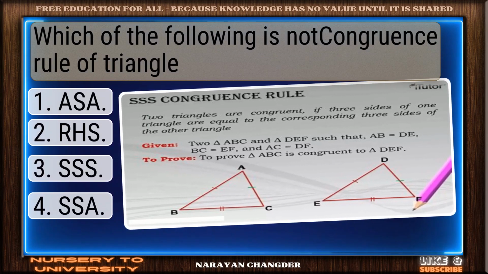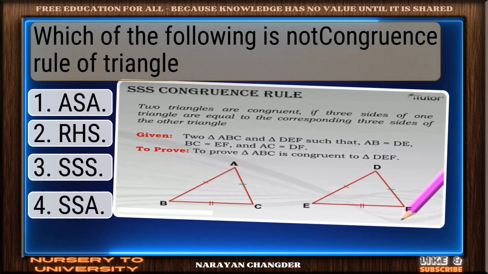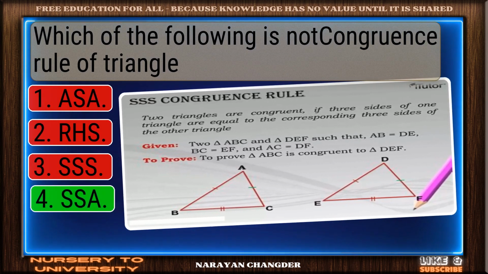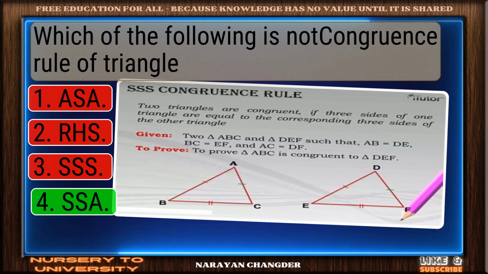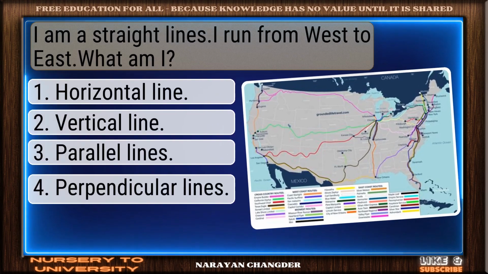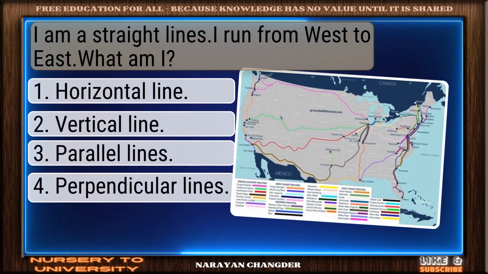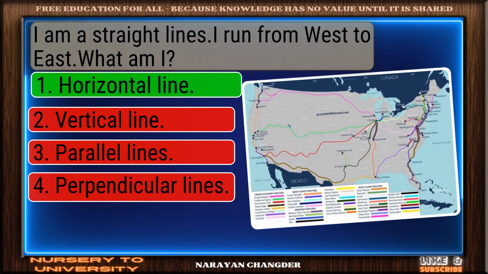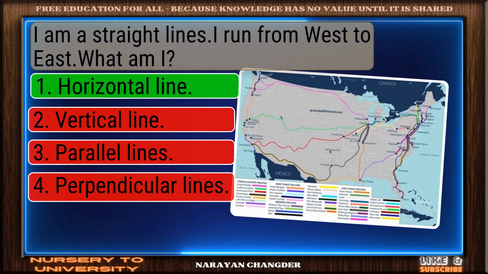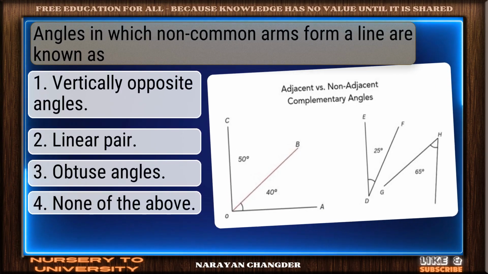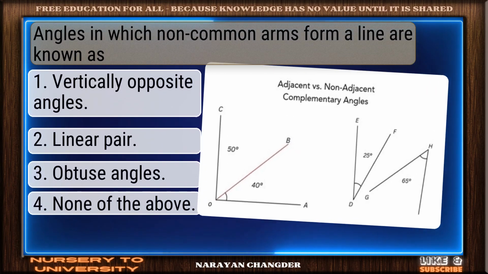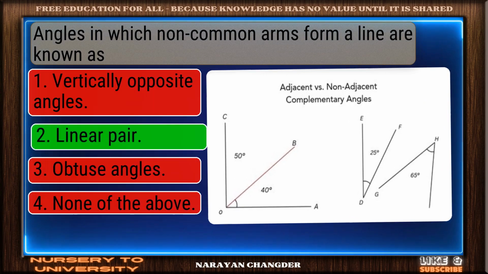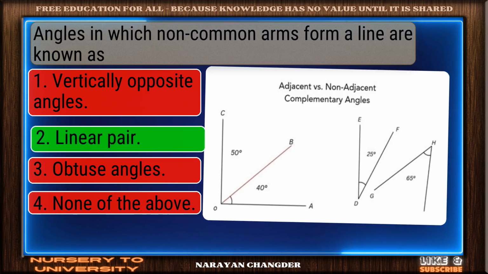Question number 142. Which of the following is not a congruence rule of triangles? Correct response. SSA is the most accurate answer. Question number 143. I am a straight line. I run from west to east. What am I? Strong choice. Horizontal line is the right answer. Question number 144. Angles in which non-common arms form a line are known as. Perfect. Linear pair is the correct choice.